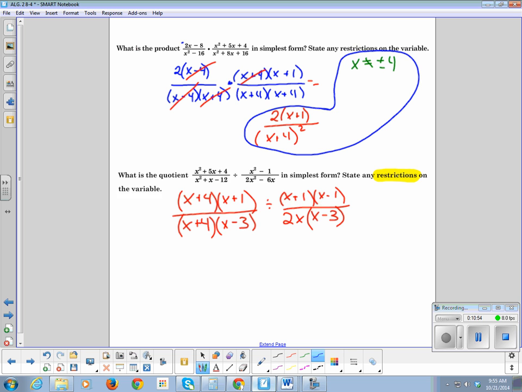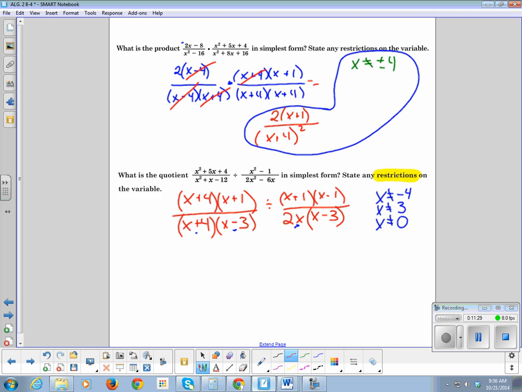Whew. Okay, so before we move on to the next step, we're going to fuss with our restrictions. So x cannot equal negative 4. It cannot equal positive 3. It also cannot equal 0. All those things would make the denominator 0. Now we're going to apply that fraction rule, and we're going to flip the second fraction and make it into multiplication.